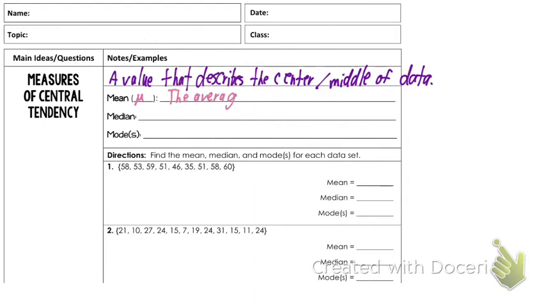Does anyone know how you find the mean of something? Tucker. You add everything up and divide it by how many there is. Couldn't have said it better myself. Add everything up, divide by however many there are.